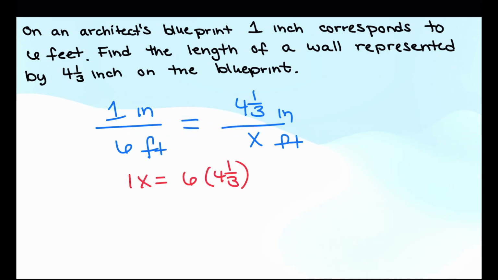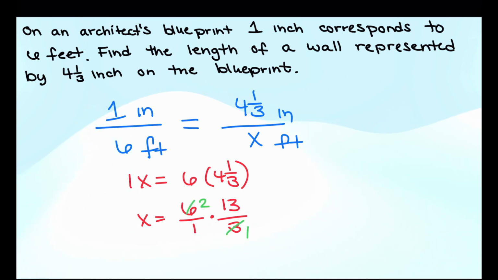Now we can solve this problem exactly like we've done the previous examples. We can take our cross products. So we can take 1 times x has to equal 6 times 4 1/3. So this equation is almost already solved. 1 times x is just x. So I have to take 6 over 1, and then 4 1/3. I'm going to change that into an improper fraction. 4 times 3 is 12, plus 1 is 13. So 4 1/3 is 13/3. And then we can just multiply straight across.